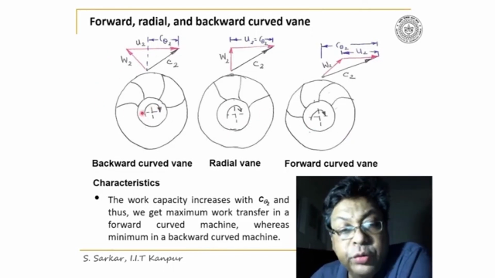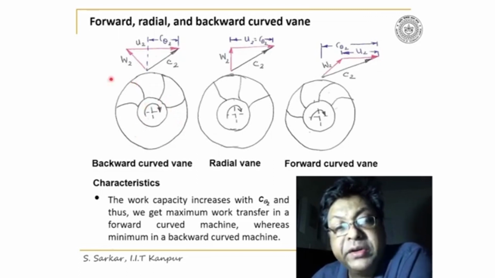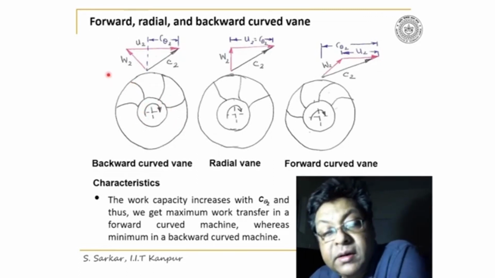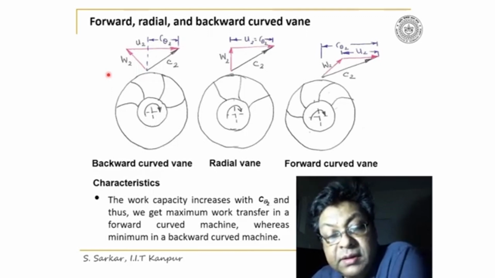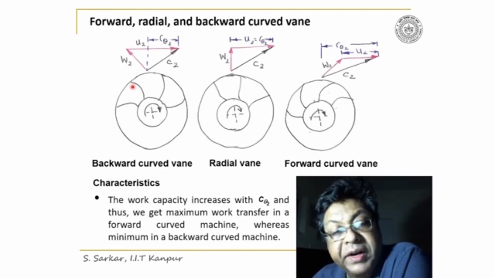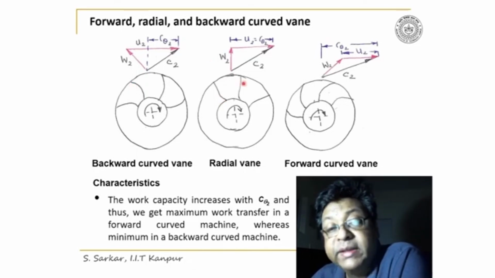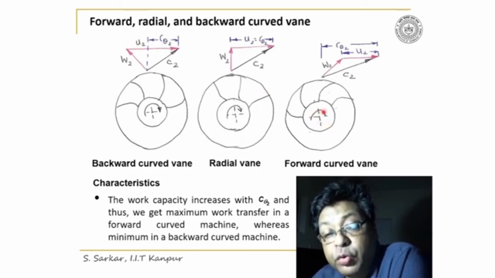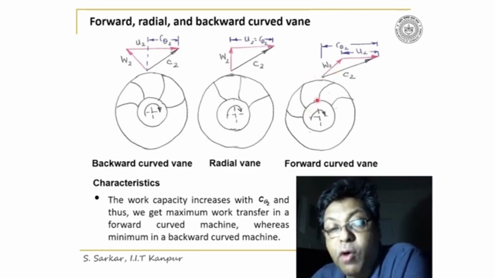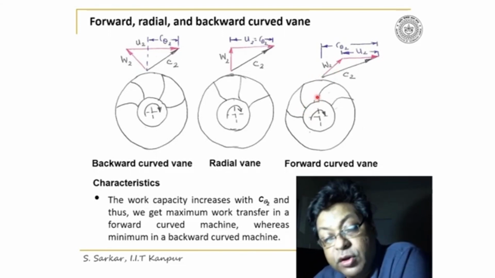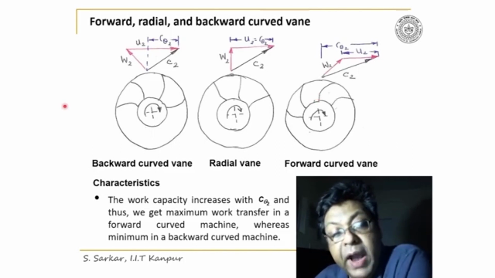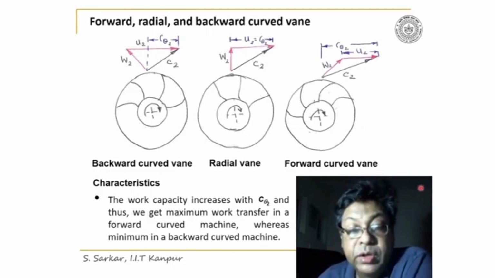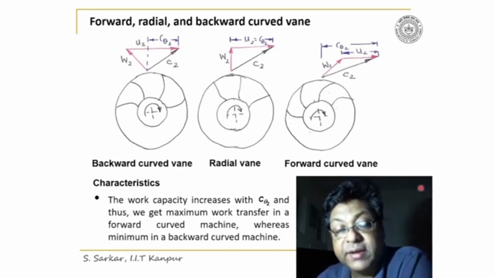So with respect to the rotation, the curvature is backwardly moved, so it is named as backward curved vane. This is radial. And this, with respect to the direction of rotation, is forwardly curved, so it is known as forward curved vane. So again, I would like to tell you that backward, radial, and forward curved vane is named with respect to the direction of rotation.